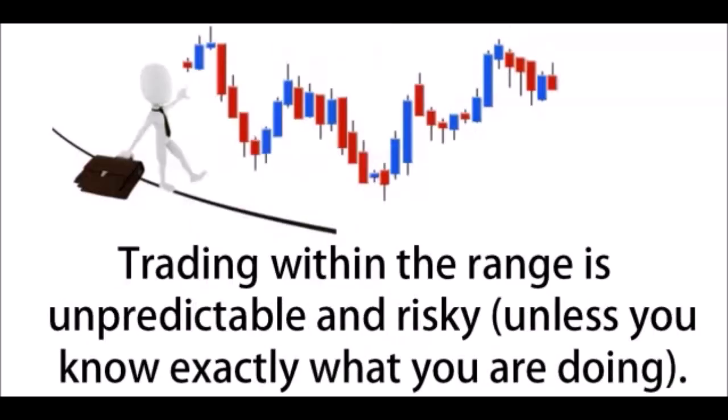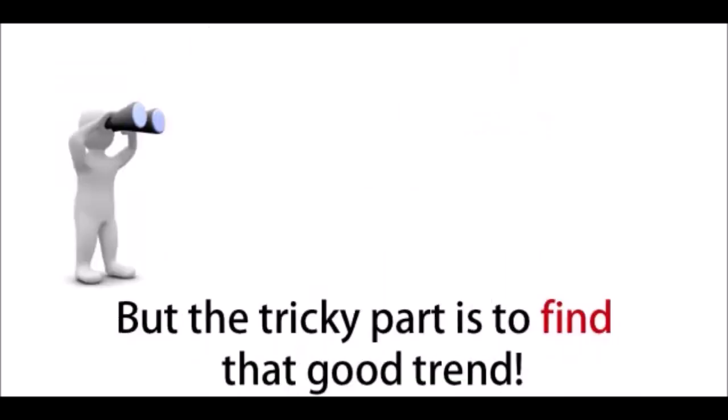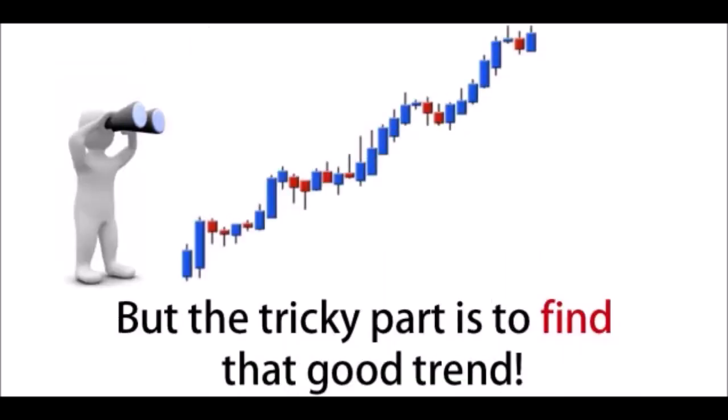Trading within the range is unpredictable and risky, unless you know exactly what you're doing. The truth is that most Forex systems or robots make money with the trend, but lose money in a choppy market. But the tricky part is to find that good trend.